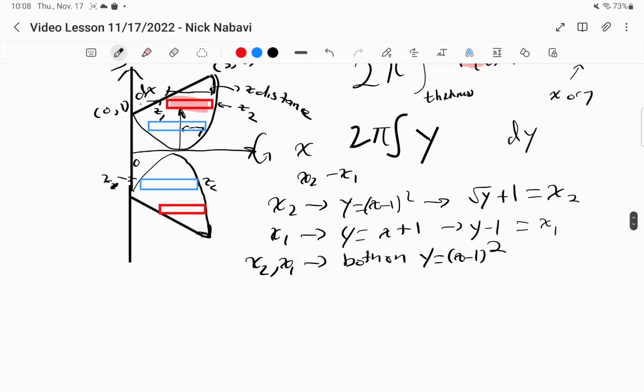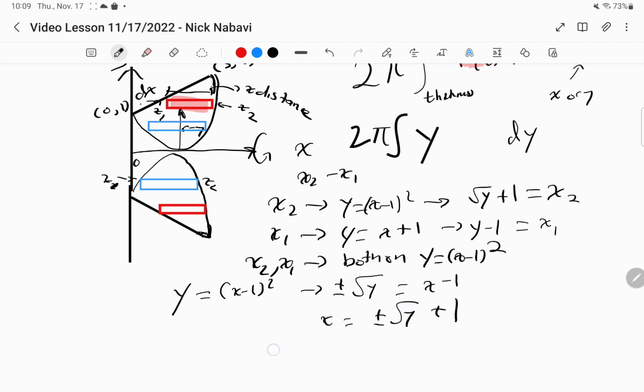So the issue here is that for a given y value, the parabola has two x values, which is something we're going to have to deal with. So this is not entirely accurate. What would the inverse of this actually be? We have y equals (x minus 1) squared, so plus or minus the square root of y equals x minus 1. So x equals plus or minus the square root of y, plus 1.